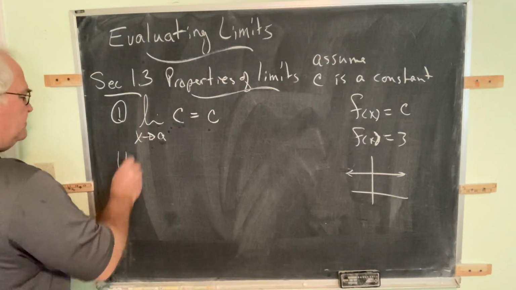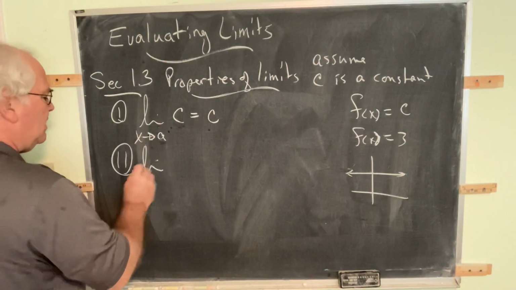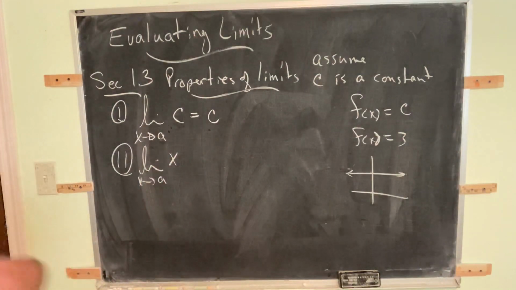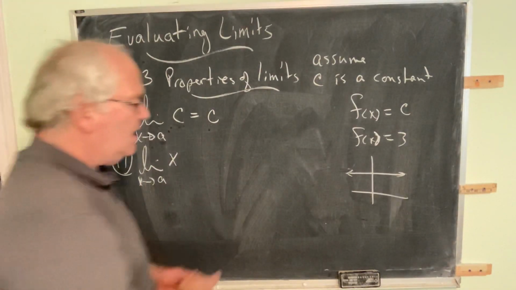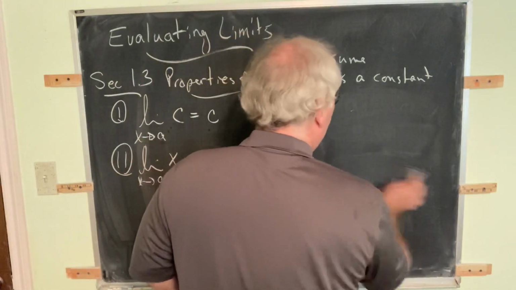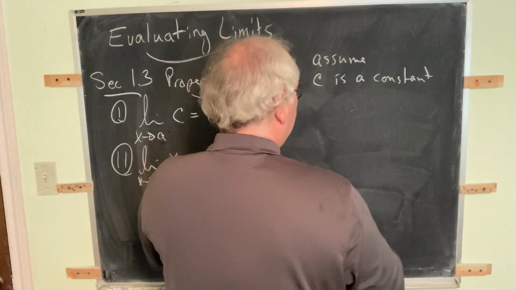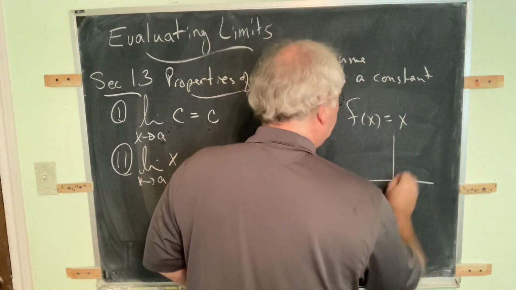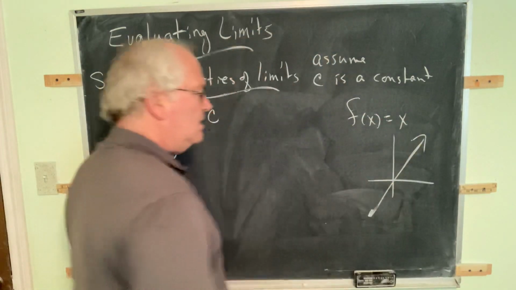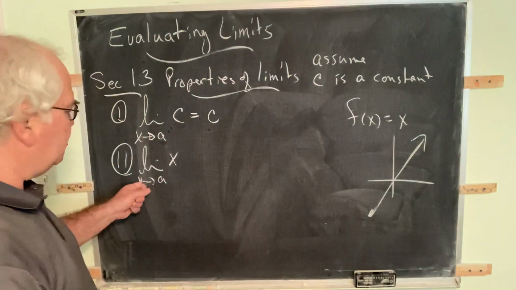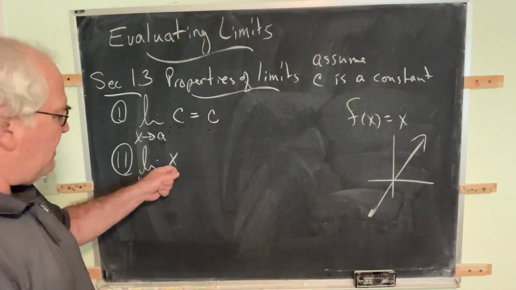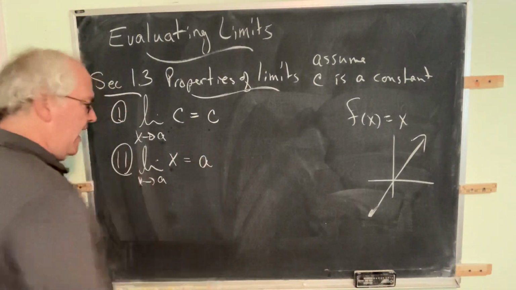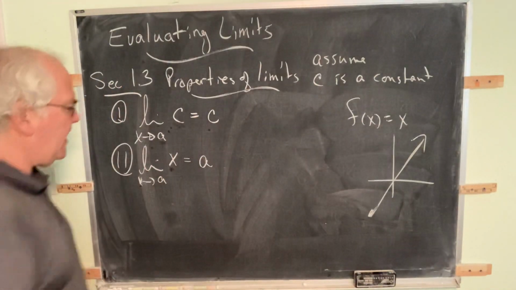Second property. The limit as x approaches a of the function x. It's the identity function. It's the ordinary garden variety function that you've dealt with lots of times in a basic algebra course. The limit as x approaches a of the function x. This is about as simple a function as you can get. It's equal to a.